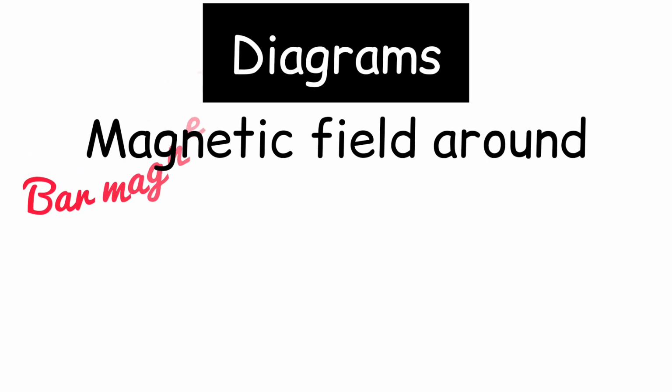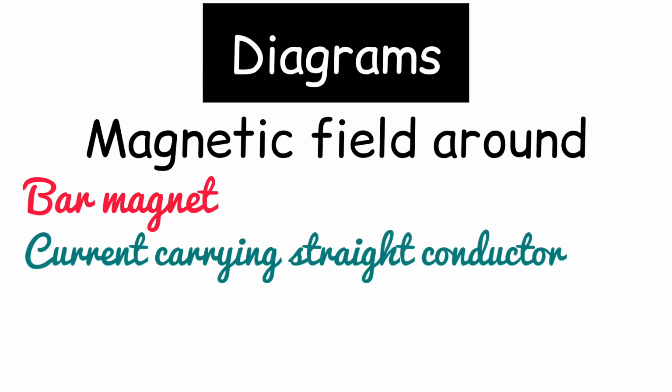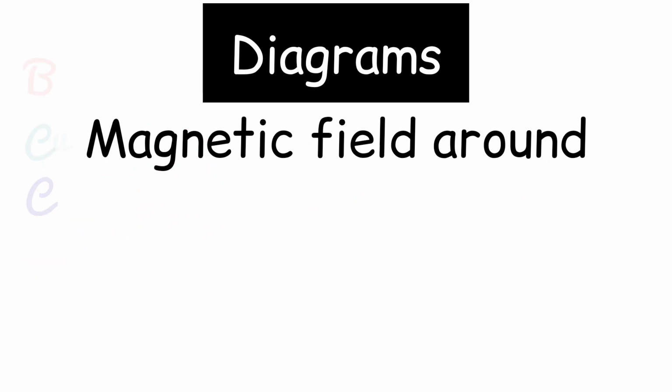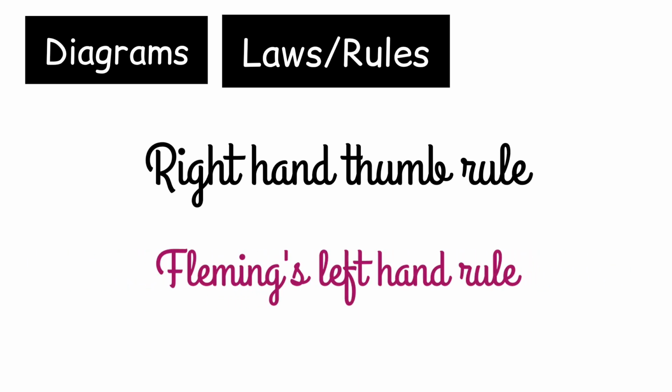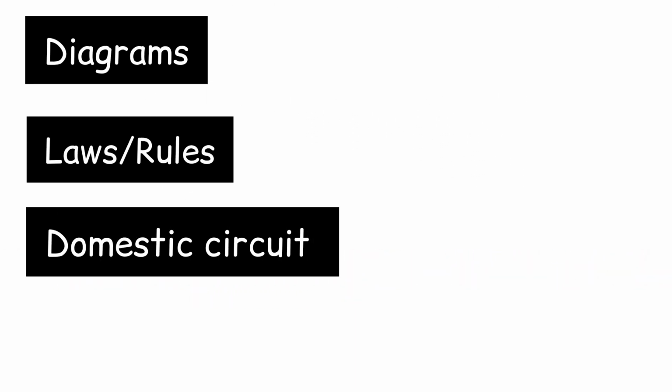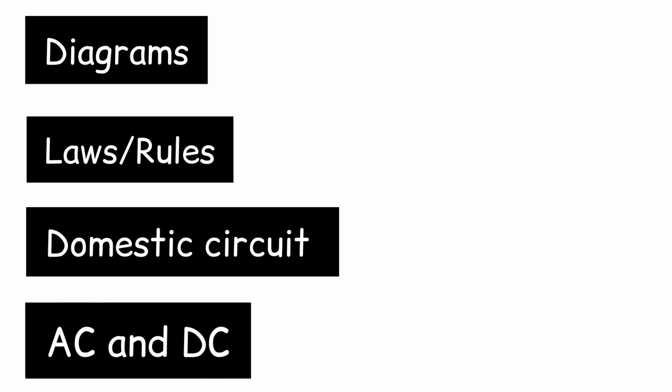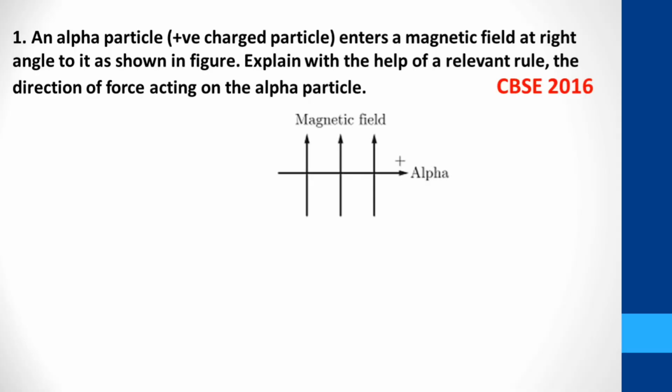around a bar magnet, a straight current carrying conductor, a circular loop, solenoid. Be clear with the laws or rules that include the right hand thumb rule and Fleming's left hand rule. Then be thorough with the connections in a domestic circuit and the difference between AC and DC. If you are thorough with these concepts, then you can be sure that you can crack any question that comes from this chapter. So let's move on to the questions.